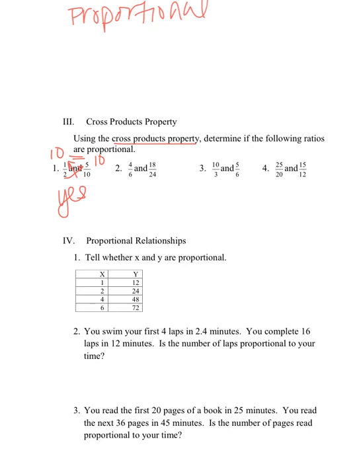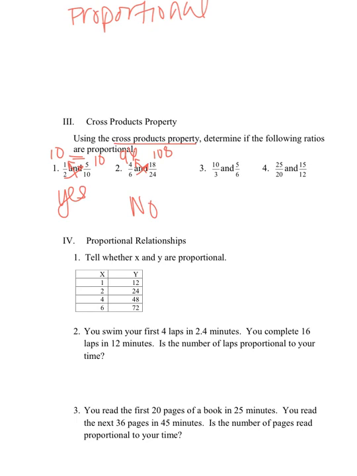So if we take a look at the next one, I'm going to try the product of my means and the product of my extremes. I'm going to do 6 times 18, and that's going to give me 108. I'm going to do 24 times 4, and that's going to give me 96. Here, these are not proportional to each other.